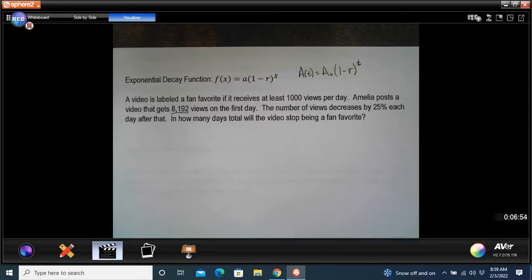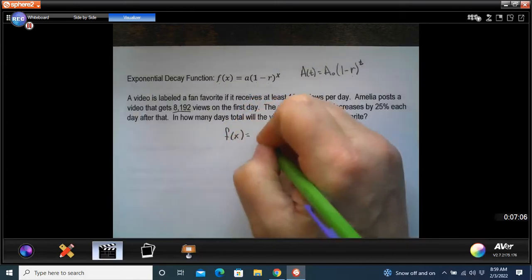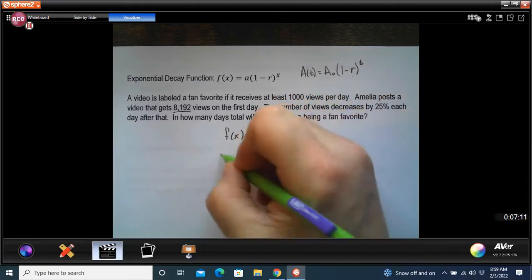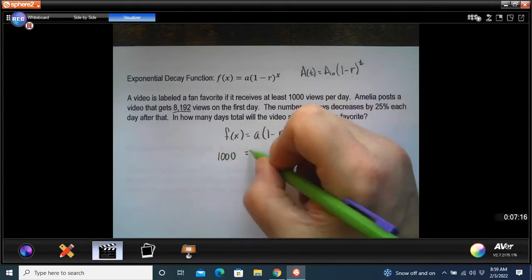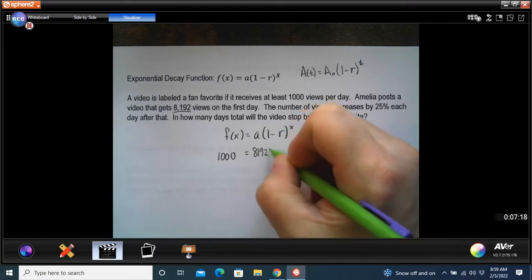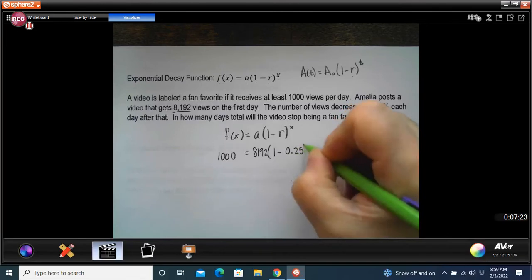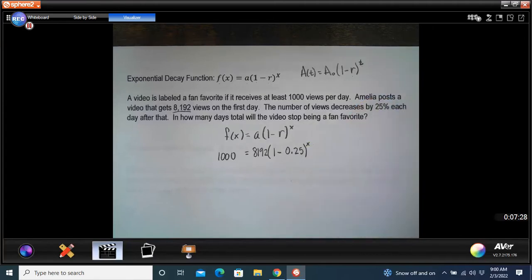a fan favorite? So what we want to plug in, we want this to equal 1,000. We want it to be 1,000 views per day. So f of x equals a times 1 minus r to the x. We want this to equal 1,000. And we're starting with 8,192. This is 1 minus 0.25, and then to the x power. Okay.